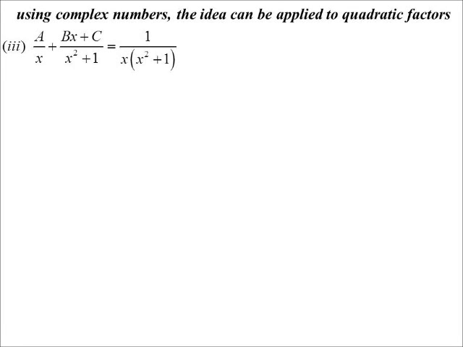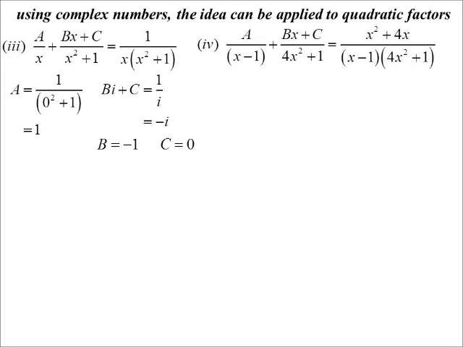So the next one was here. If I want to work out A, I'm going to substitute in 0. So cover up the x. I get 1 on 0 plus 1, so it's 1. If I want to work out Bx plus C, I'm going to substitute in i, because that's what makes x squared plus 1 equal to 0. Cover up the x squared plus 1, and I get 1 on i. Realise the denominator is minus i, and then real part equals the real part, imaginary part equals the imaginary part. So it still works.